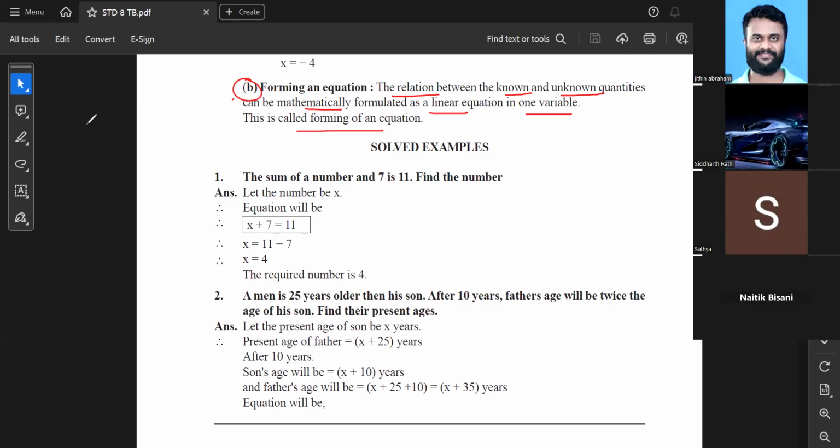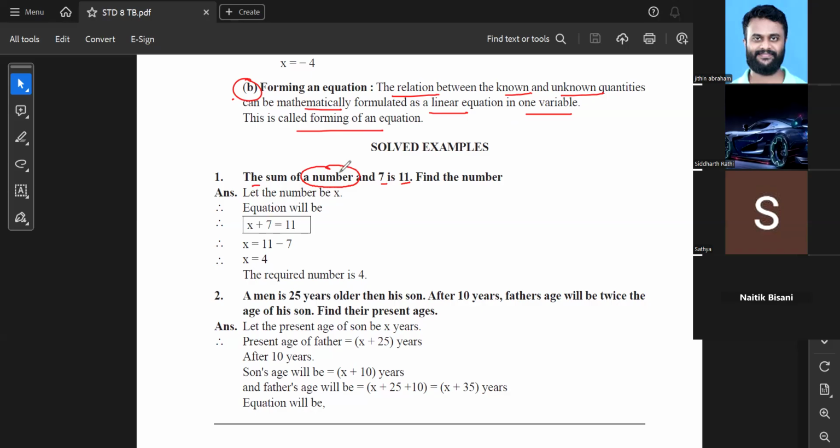Like for example, let's say we have an example here. The sum of a number, and I don't know what that number is, and 7 is 11. And you are supposed to find the number.